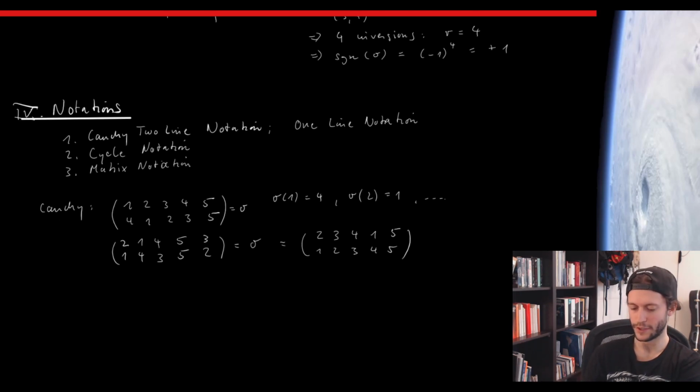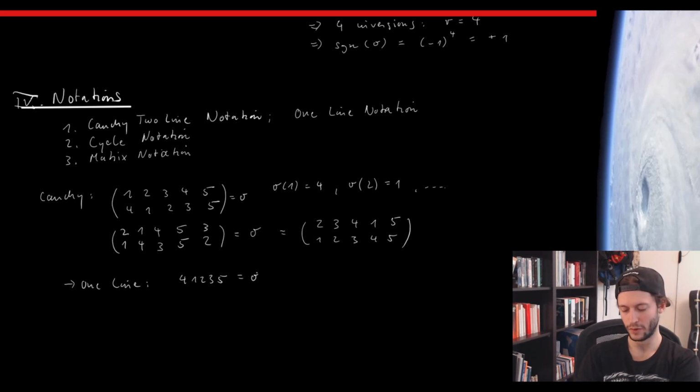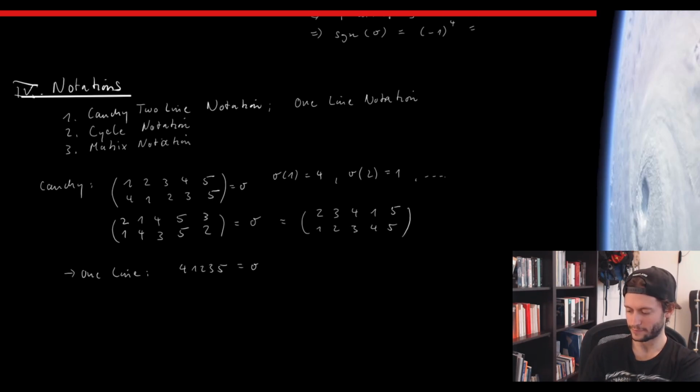So that's the Cauchy notation. If we use the one-line notation, we just write down 4, 1, 2, 3, 5, assuming that everybody accepts or expects that the 1 is mapped to the 4, the 2 to the 1, 3 to the 2, and going on like that.